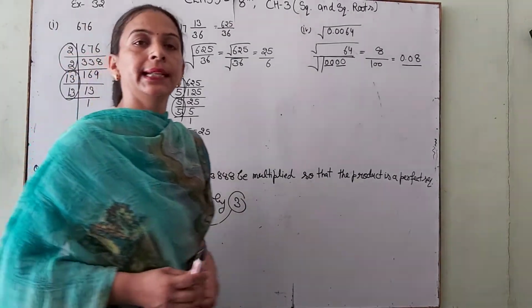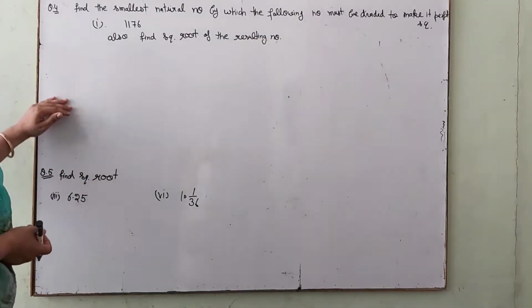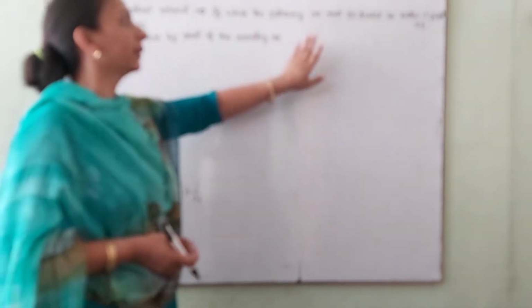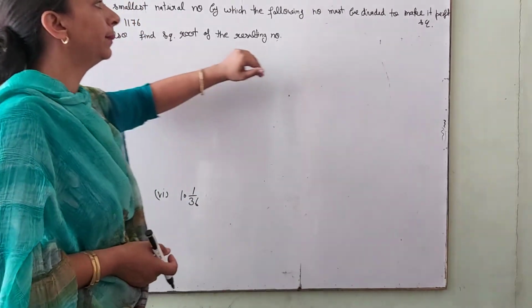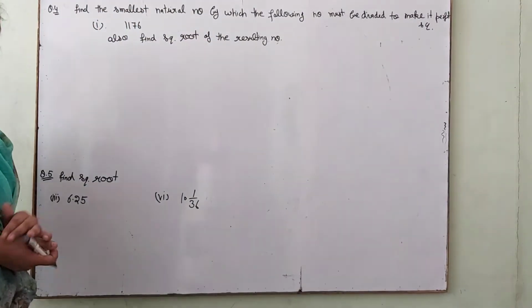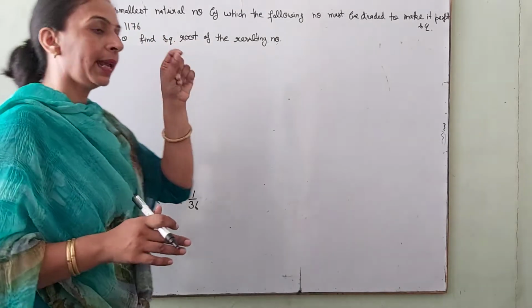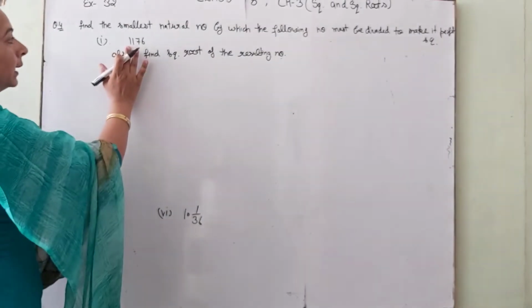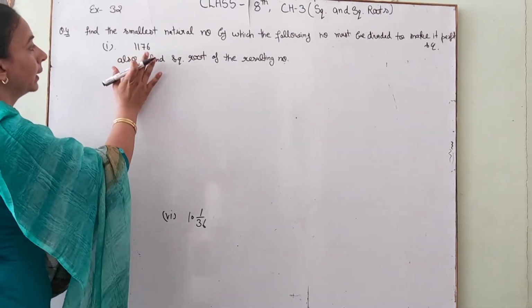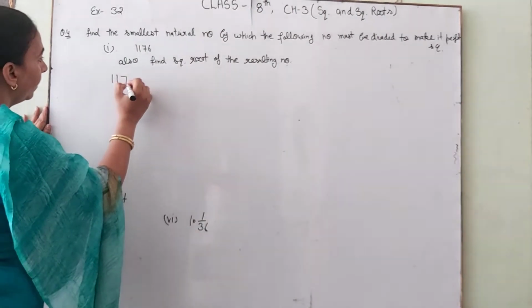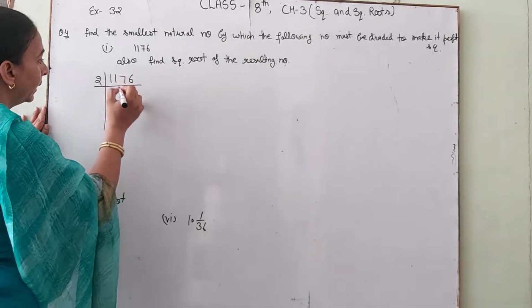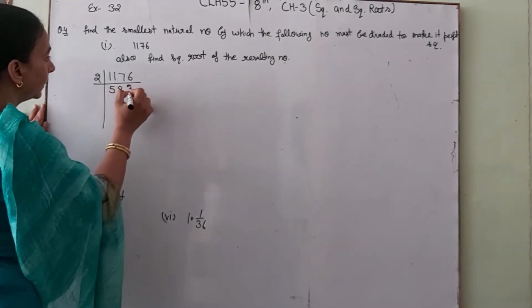Next, I will take the next question, question number 4: find the smallest natural number by which the following number must be divided to make it a perfect square. In the previous question we multiplied by the smallest number, but in this question we divide by the smallest number. So we have the number 1176. First, we find its prime factors.